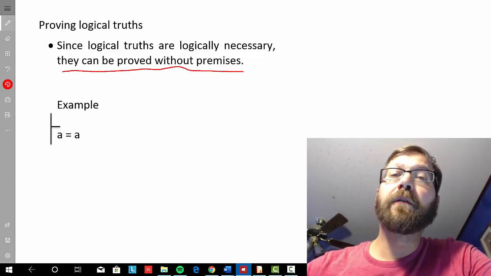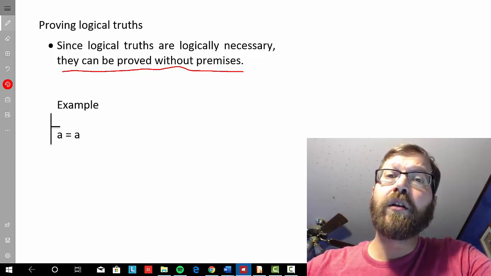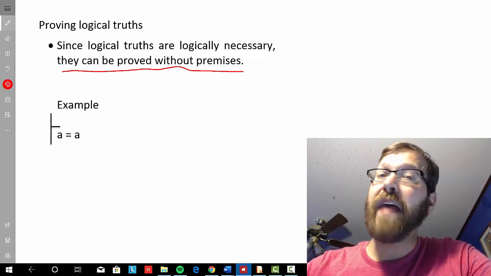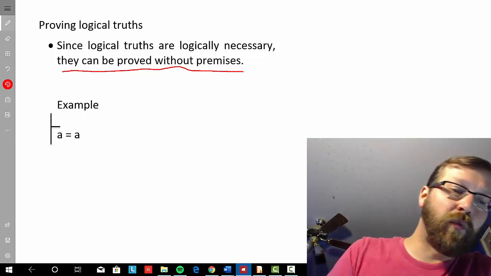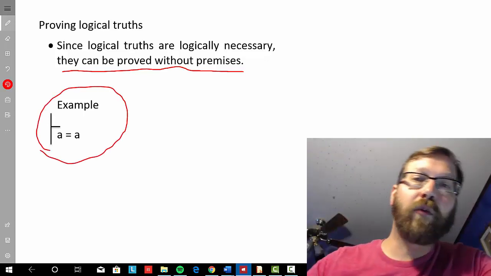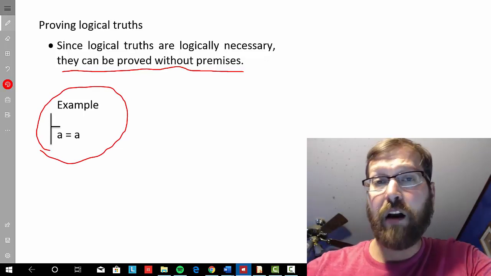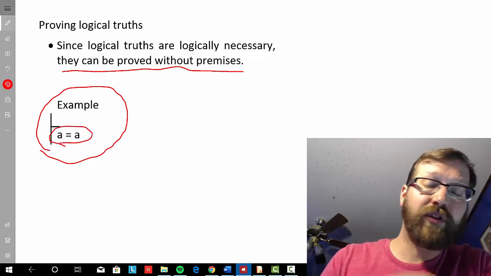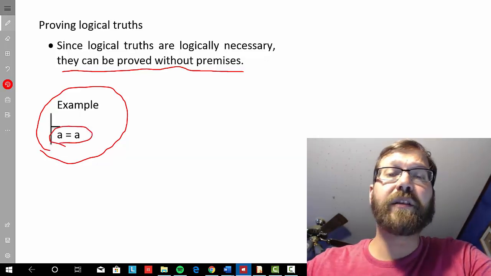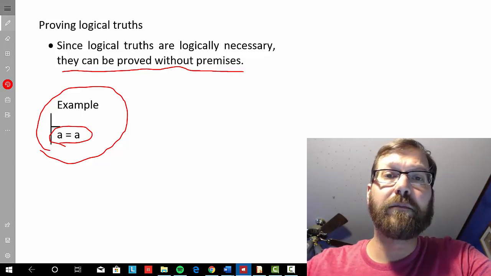So we should be able to prove logical truths without appealing to any premises. And in order for Fitch-style system to be a good natural deduction system, there had better be rules that allow us to prove logical truths without appealing to any premises. So this is one example, and we're going to turn to the Fitch computer program to show how you can prove this proposition without appealing to any premises, and we'll actually look at a second example as well.